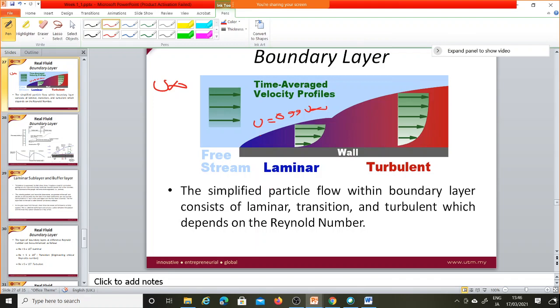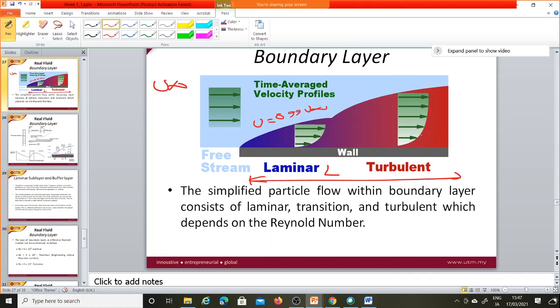Okay, so the simplified flow within the boundary layer consists of laminar, transition, and turbulent. It means you have the length of the plate, for example, L. At the beginning we will have laminar flow. If you are moving away, we will have the transition flow, and at the far end we will have the turbulent. This is the same as I said for the Reynolds experiment apparatus. In case of laminar layer, the gradient, the change, is not that much, so it can attain the 99% very quickly. If you have the turbulent, then it takes time.